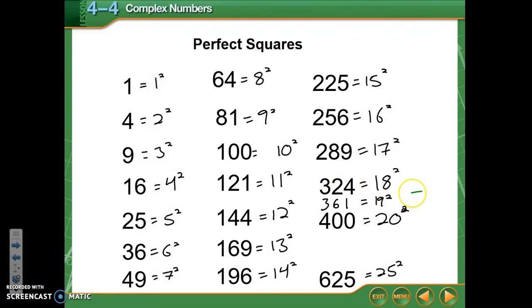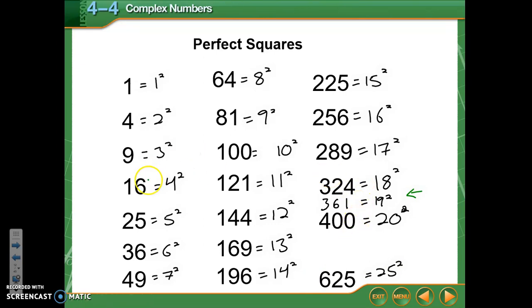For some reason, this list skipped 19 squared, so I wrote it in there. So you should know all the way through 20 squared. You should know all of those perfect squares. And then 25 squared equals 625. That's one that you'll see come up sometimes in problems, so that's a good one to recognize.